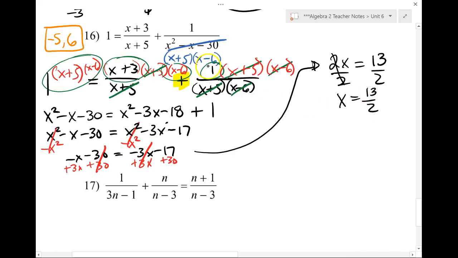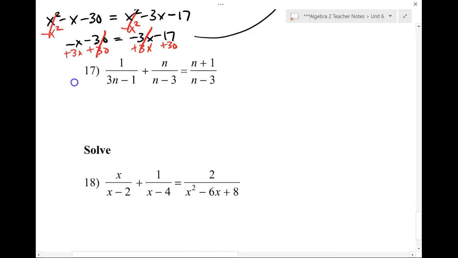And go back to your extraneous values over here on the left. Make sure it's not one of those, and it sure isn't. So then that is our solution: x equals 13 over 2. Okay, the next one.